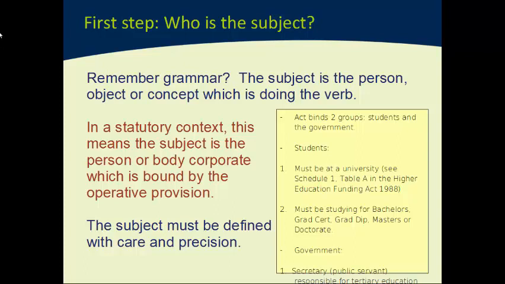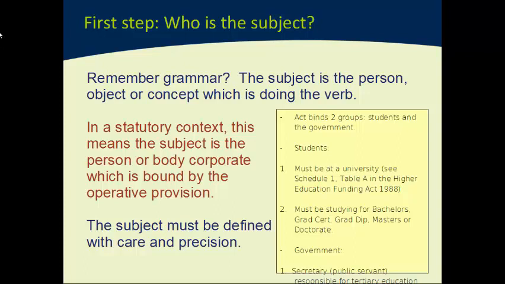What do we mean by a student? Well, our instructions tell us. The first thing we need to think about is the fact that they must be at a university. The second thing we need to think about is that they must be studying for a bachelor's degree or higher. So a bachelor's degree, a graduate certificate, a graduate diploma, a master's degree, or a doctorate. So those are the characteristics that we need to have for the subject being the students, for our first two operative provisions.